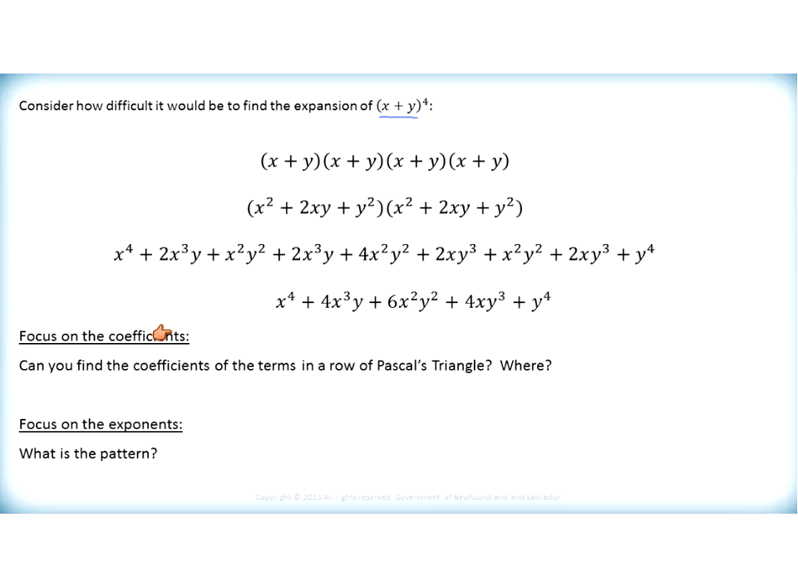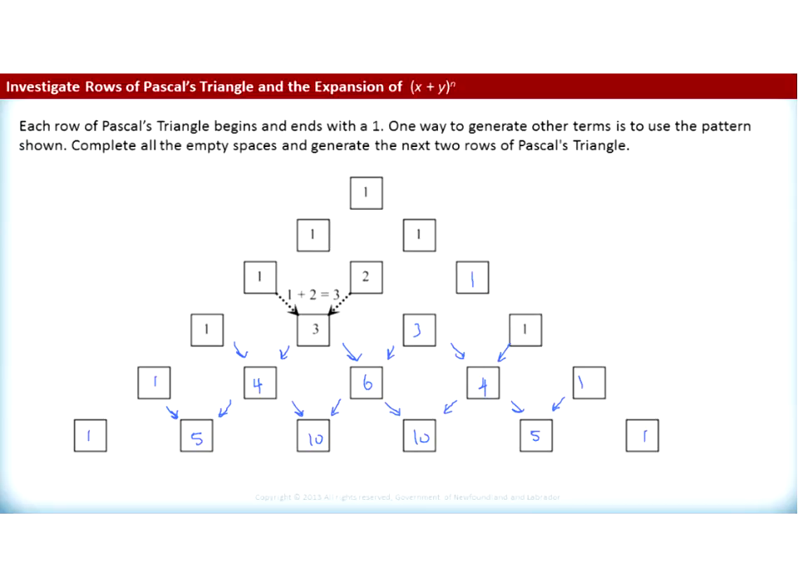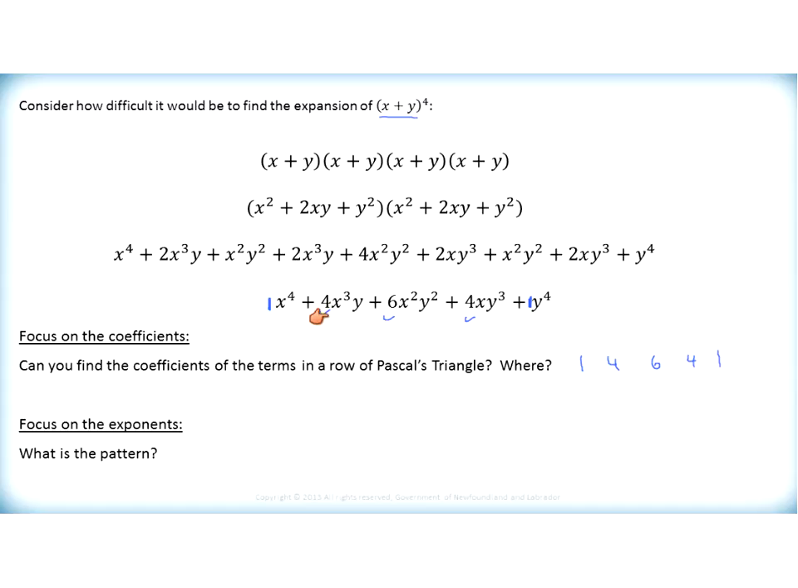Now, if we were to focus on the coefficients of this expansion, can you find the coefficients of the terms in the row of Pascal's triangle? If you look at the coefficients, they are 1, 4, 6, 4, 1. If you look at the coefficients, they do exist in Pascal's triangle. They exist in row number 5. This is the 5th row in Pascal's triangle. If you look at the 5 numbers here, they are exactly the coefficients that exist here.